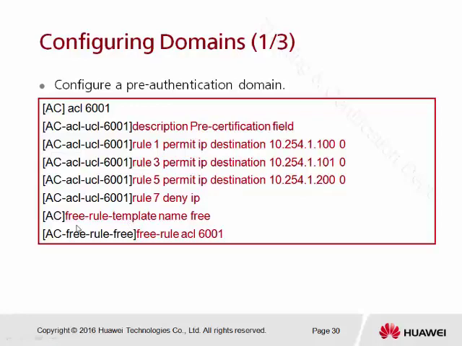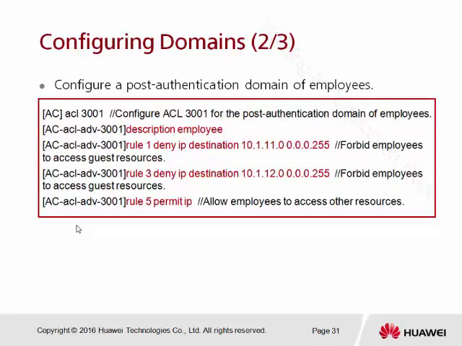Okay, now they go back to the system view using the free rule template. Just give a name there. Then inside this free rule template, I will use ACL 6001. Okay, don't forget about the employee network and also the guest network.